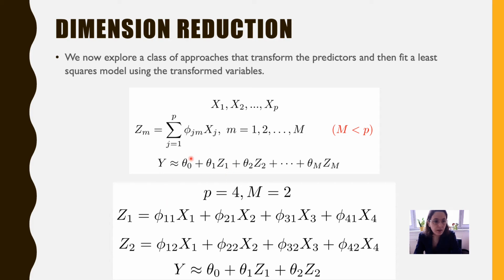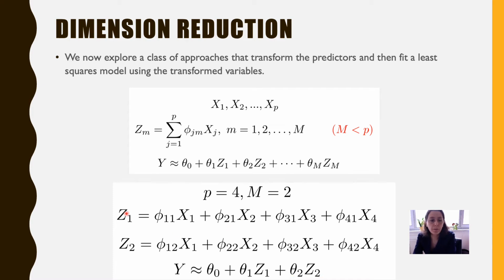If you want to write them in an example, let's say you have p as 4 and m as 2. Now your dimension is going to be 2 as predictors. And we are going to transform the X values depending on these parameters, which are phi's. And now we are able to write Y equals theta 0 plus theta 1 z1 plus theta 2 z2.